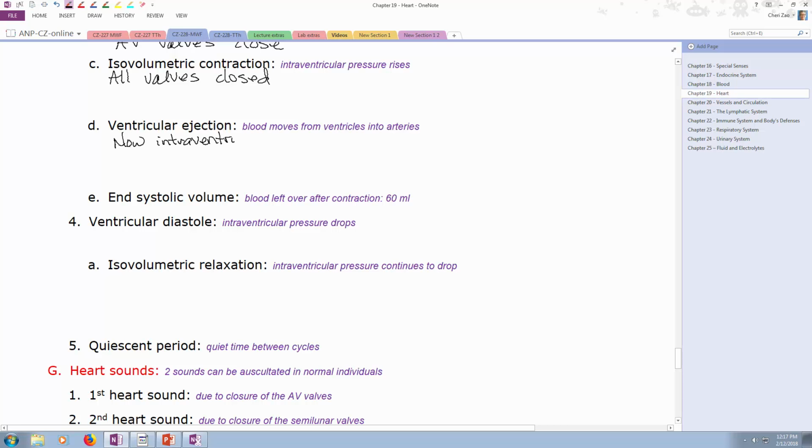intraventricular pressure is greater than our arterial pressure. And I'm going to put back pressure. Because one of the things that you have to realize, this is a closed system, and there is fluid, i.e. blood, in every area of this system.